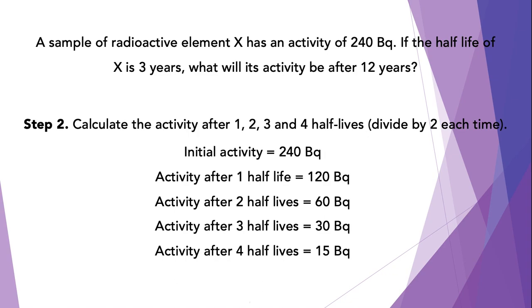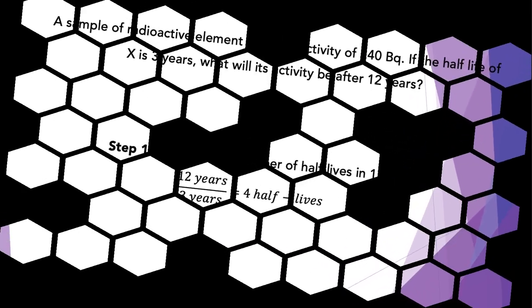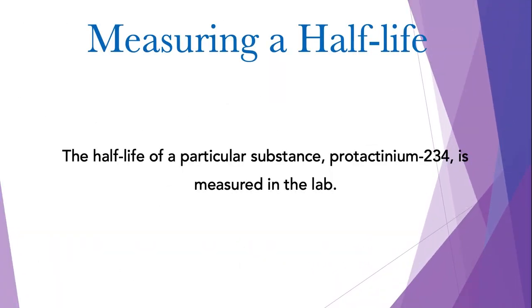Okay, so this is how we measure the activity of any element after a known time, if we know the half-life of the element. I hope you've understood how we do this. Now we're going to see how we can measure a half-life in the lab. The half-life of a particular substance like protactinium 234 is measured in the lab.